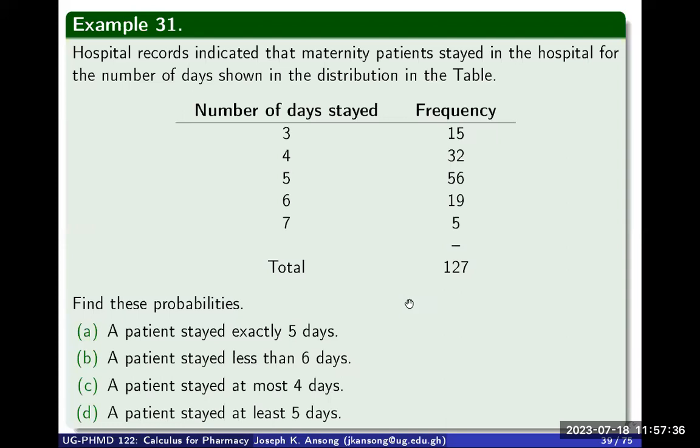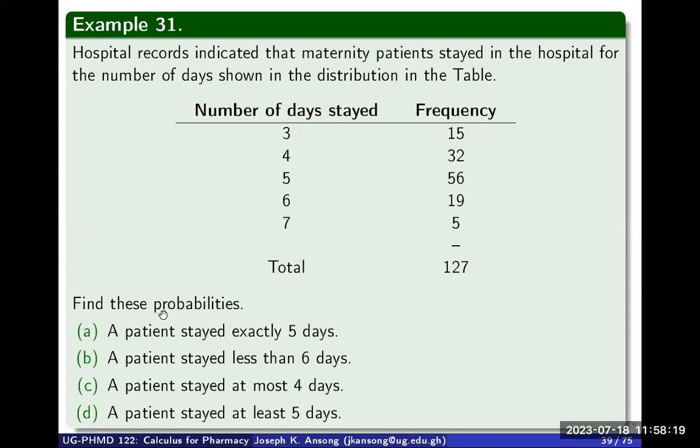All right, here's another example. A hospital record indicated that maternity patients stayed in the hospital for the number of days shown in the distribution table. Okay, so number of days stayed, this is 3 days. So the number of maternity patients who stayed for 3 days in the hospital, all right, are 15 people. Number of those who stayed for 4 days in the hospital are 32 people, and so on. Okay, right? The total number of people will be 127.